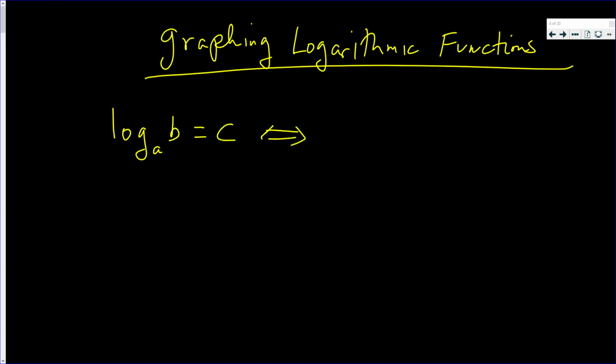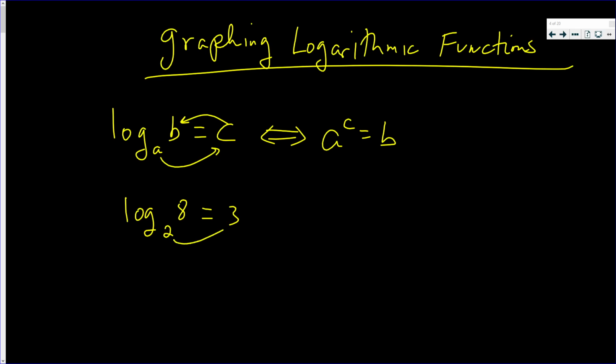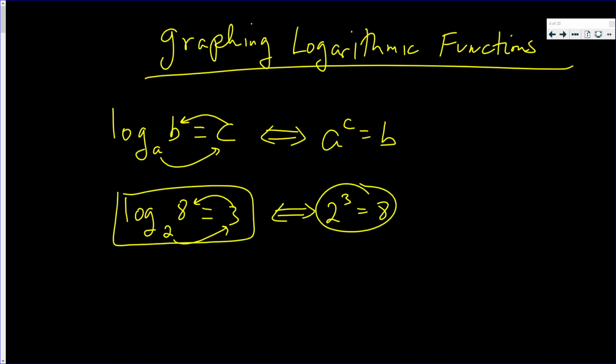This means, that is, it's the same as A to the C equals B. In other words, log base 2 of 8 is equal to 3, for one reason and one reason only: 2 cubed is equal to 8. This is the same as 2 cubed equals 8. And since this is true, this is true. For the record, if this wasn't true, then this wouldn't be true.